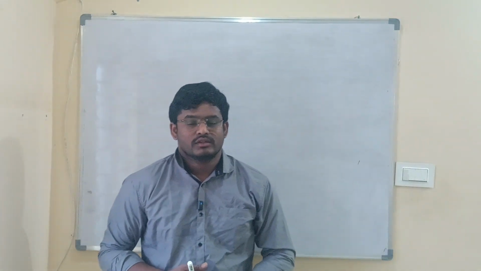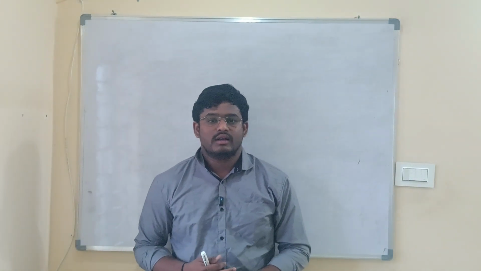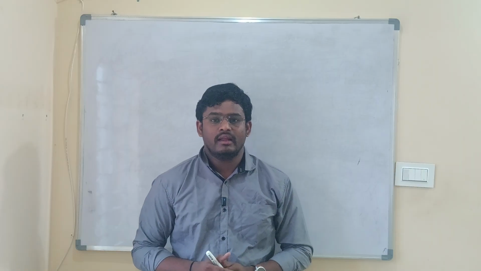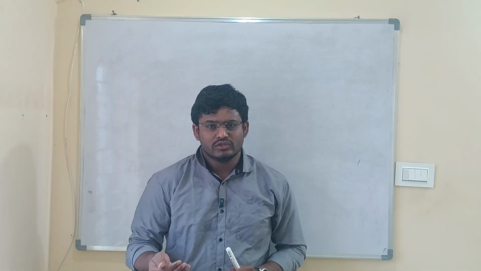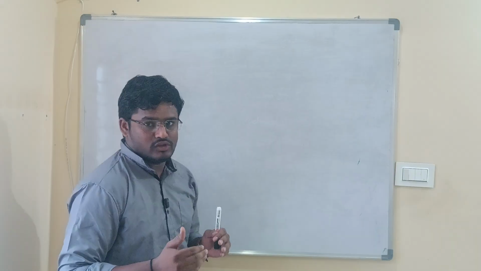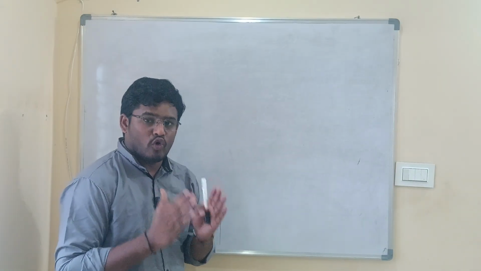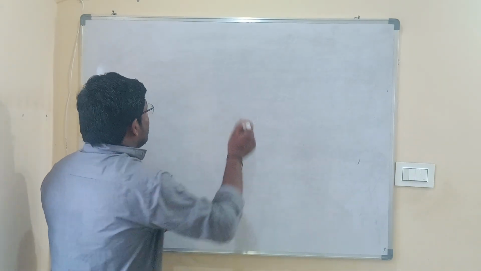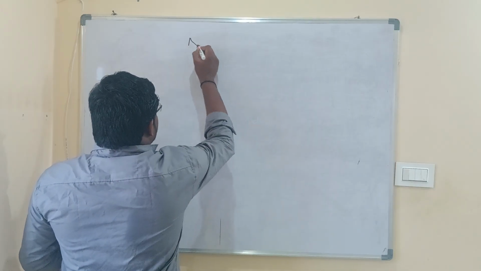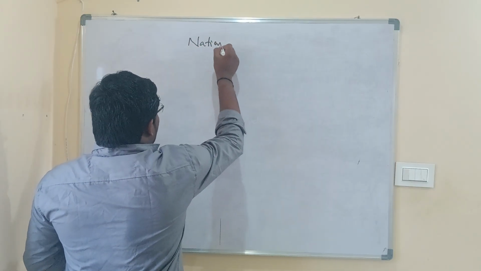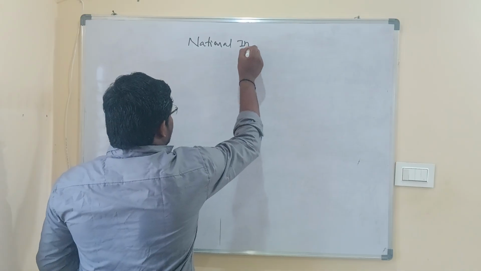Hello, friends. We are discussing the chapter of national income accounting. We have done a few videos and covered a few topics: the four major economic sectors, the circular flow of income and expenditure, and the four factors of production.